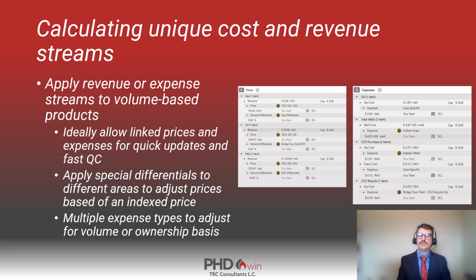And then you're also going to need to be able to apply the expenses that are associated with those products. So here you can see a sample of CO2 purchase has an op cost and a transportation cost that are slightly different. So your operating cost would be working interest based, and your transportation cost would be revenue interest based. And then your CO2 recycle has a different op cost as well. So you want to be able to make sure that you can apply various types of expenses to your various products. You will notice you can only apply prices and expenses to volume-based products for obvious reasons.